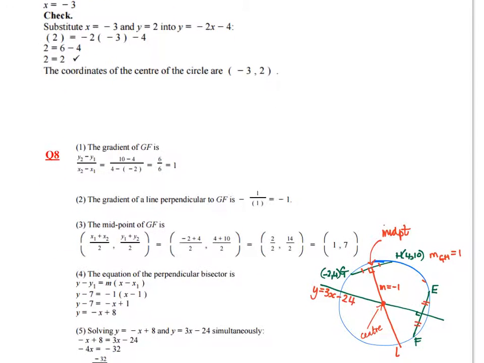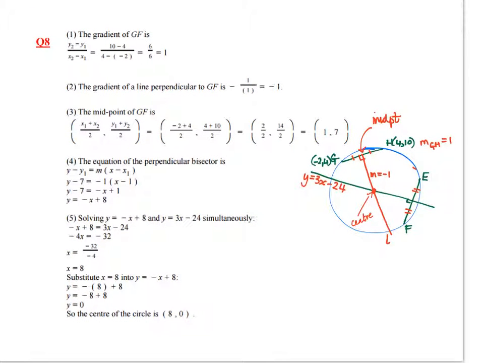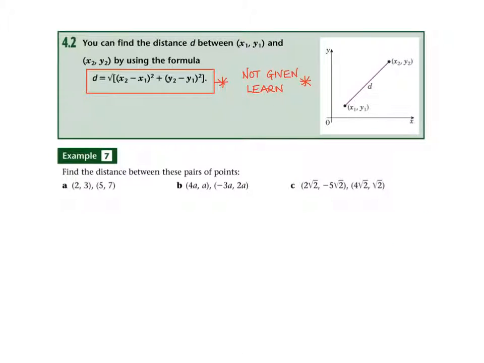And then question 8, done a little diagram as well so you can see what's going on. We've got lines EF and GH, which are chords, and then you've got perpendicular bisectors. You have to work out a few things here, midpoints, equations of line, solve them simultaneously, and then the centre is 8, 0. And that one is typical exam standard, but that's the one new thing that you've got to remember from there, from the A level.